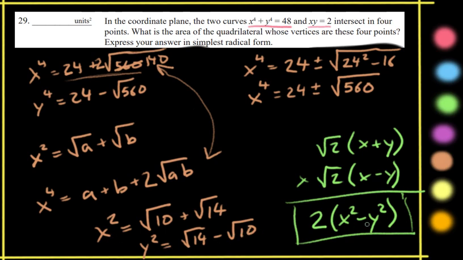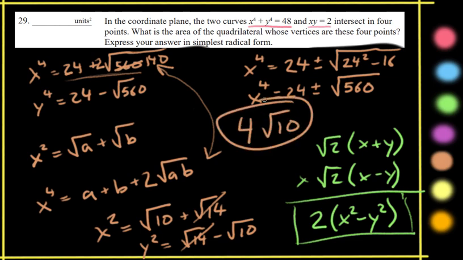I need to subtract those two and multiply by 2 to get the area of my rectangle. If I subtract these two, the square root of 14's cancel, and I just get 2 square root of 10. Then I multiply that by 2, and I get 4 square root of 10, which is my final answer. So that was a really tricky one. We ended up with 4 square root of 10 as the answer.